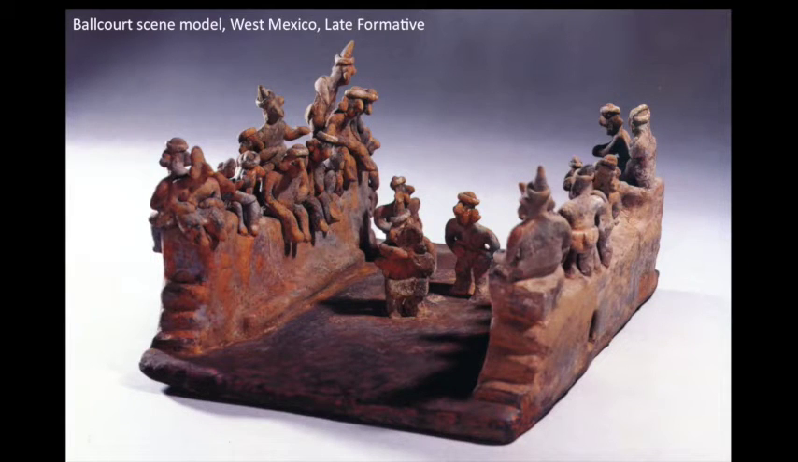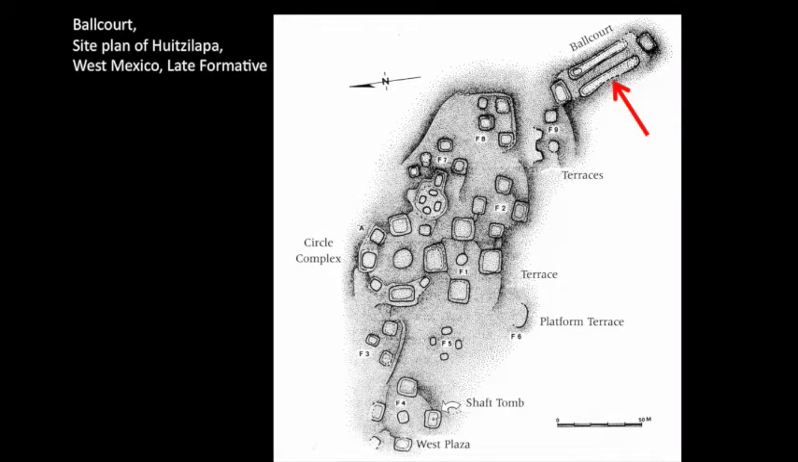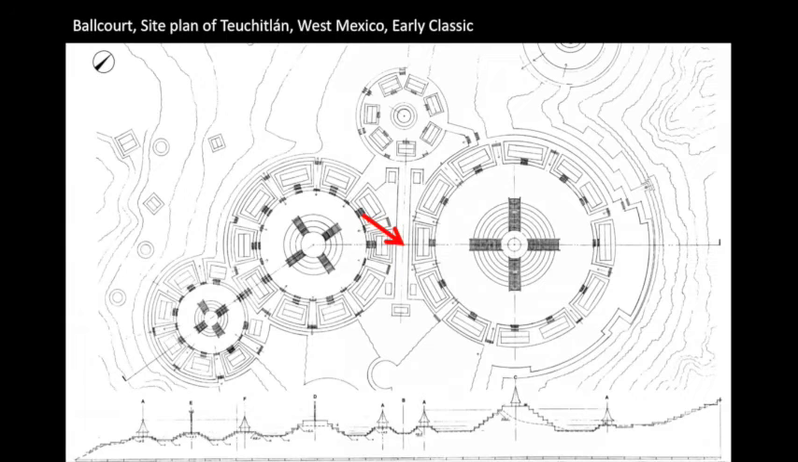Here's another example with a deeper playing court, and another one. Not surprisingly, ball courts have also been found at West Mexican archaeological sites, actual architectural ball courts. The one at Huitzilapa, where the tomb we were talking about was located, was on the eastern end of the site, and the one at Teochitlan formed an alley between 3 circular architectural complexes.